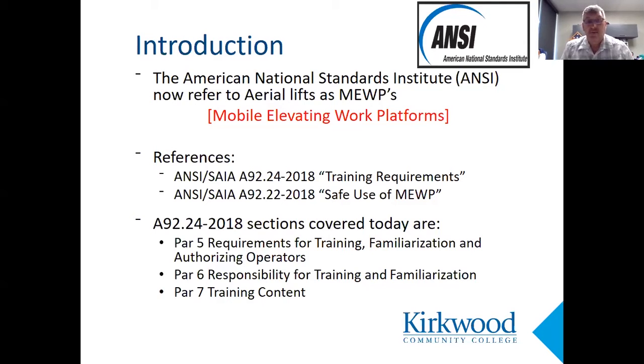So the references that I used to develop this presentation you can see on the screen there, the A92.24. These are available from ANSI for a cost. You just go to ANSI.com, I believe it is, and order them up, get them electronically, print them out, and use them how you need to. We're going to be talking about paragraphs 5, 6, and 7 today.